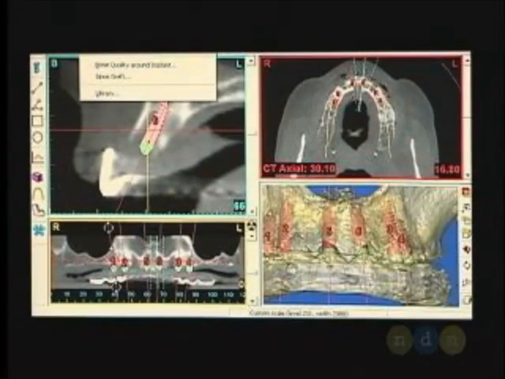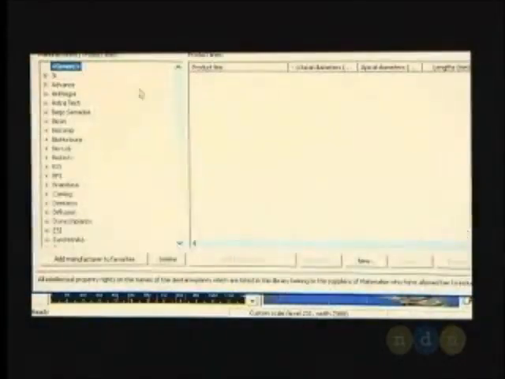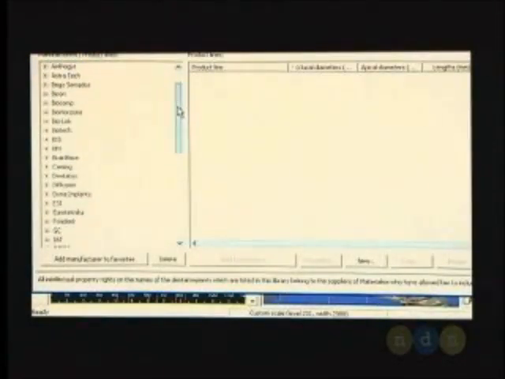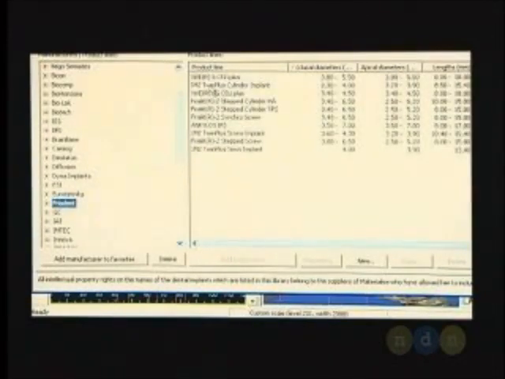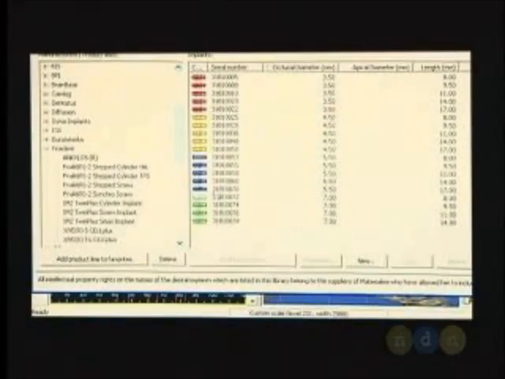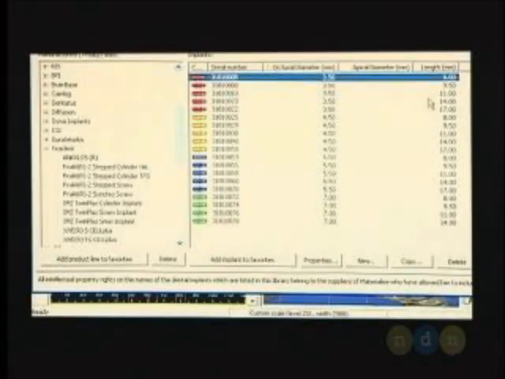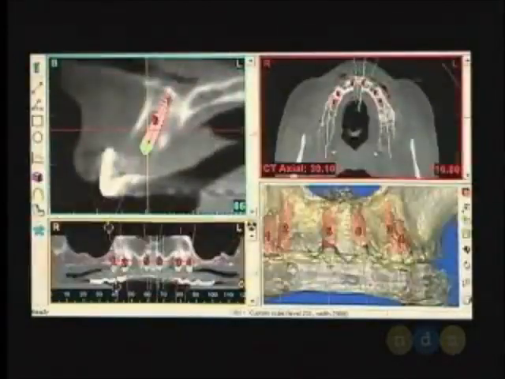We can go to implant, we can go to library, and on the library, I can go, in this case, to Freedent, and I can go to which implant system they use. We're going to go with Edentulous, and then we have every single one of their products listed for me. So I can say, I'm going to use, in this case, this implant and select it. So just another thing, you have a whole library of abutments and implants that you can choose from.